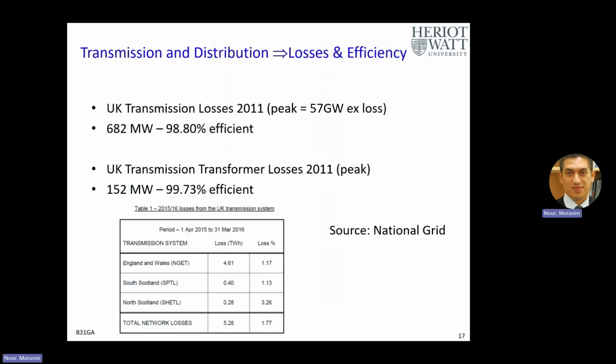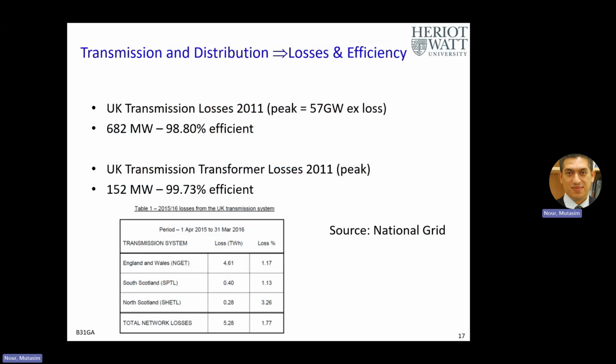Transmission and distribution losses and efficiency. When we come to transmission and distribution, just to give you an example, in the UK transmission losses as of 2011, peak was 57 gigawatt, which is higher than now, by the way, right? 682 megawatt with 98.8% efficiency. So the transmission system in the UK is really efficient. How much is the losses? Only 1.2%. But look at the amount of power we are losing. It's huge when compared to the total load.